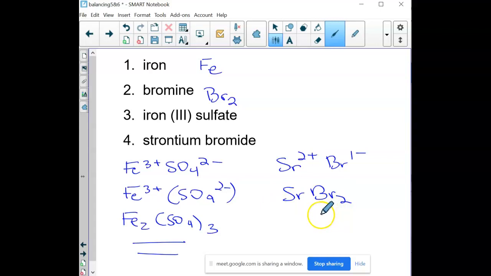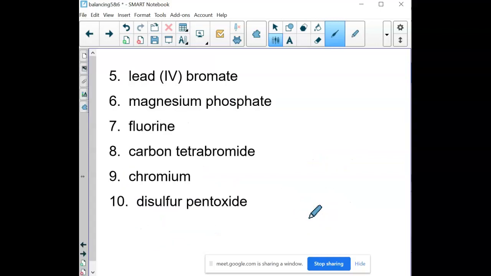Questions about 1 through 4? Okay. Please try 5 through 10 on your paper. I'm going to give you 5 minutes. Okay, so the first one would be going through those steps. So this is going to be a +4 and a -1. Pardon me, so it would be Pb(BrO3)4.